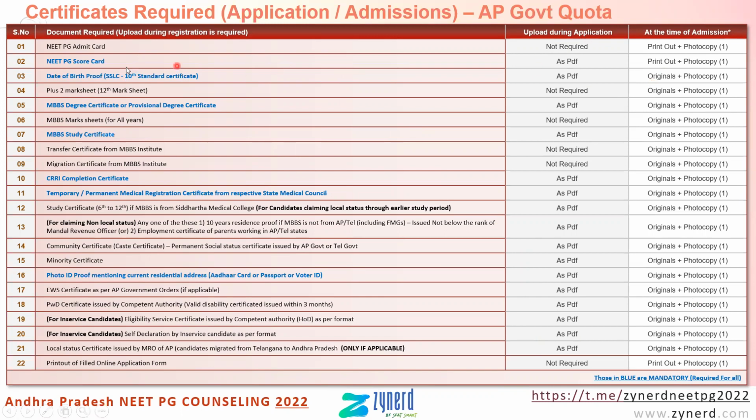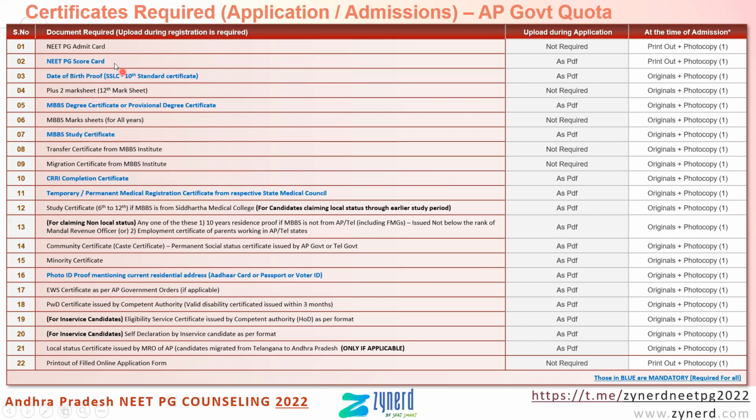Now, what is required? Those in blue you see here are mandatory. The rest may or may not be required. When we say mandatory, it doesn't mean that the rest are not required. If you upload these, it will be enough. No, it means that these are required. When Andhra Pradesh says so in the prospectus, it means that these are required for all candidates. Everybody has to upload this. The rest may or may not be required for other candidates, is what this means.